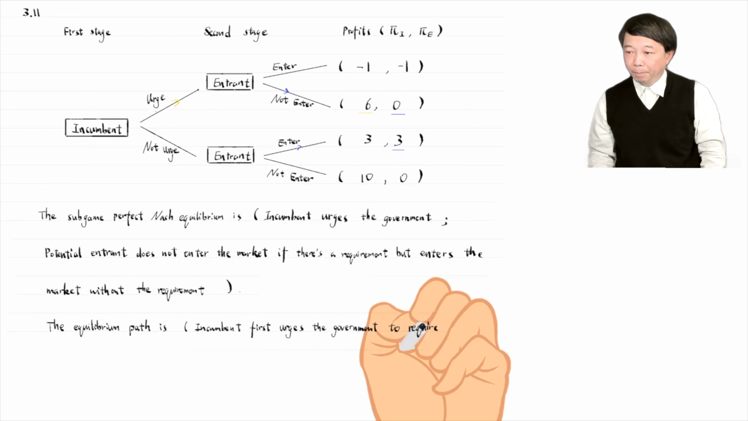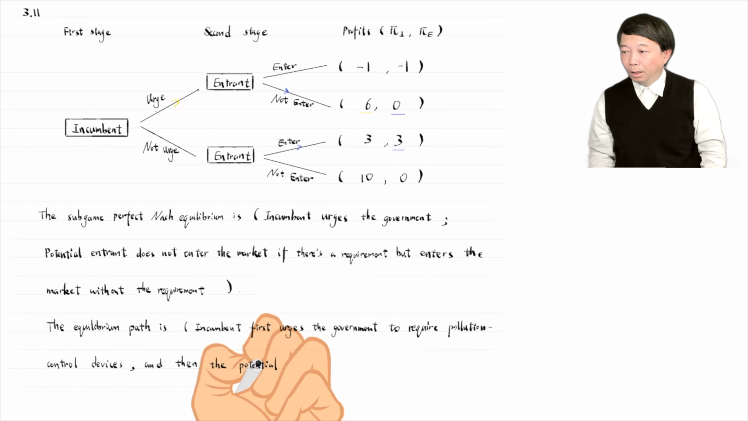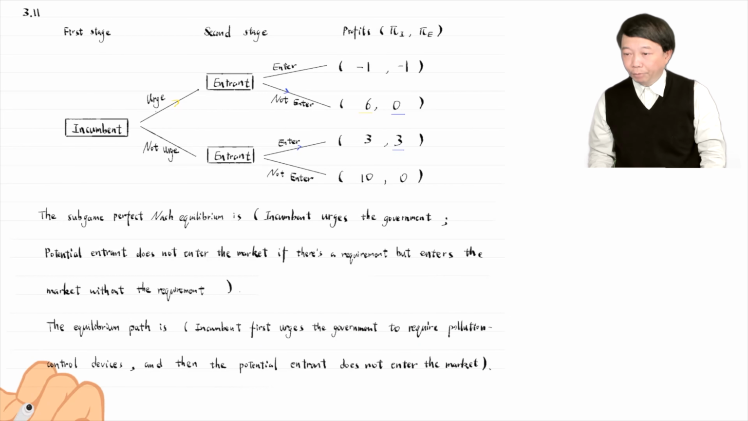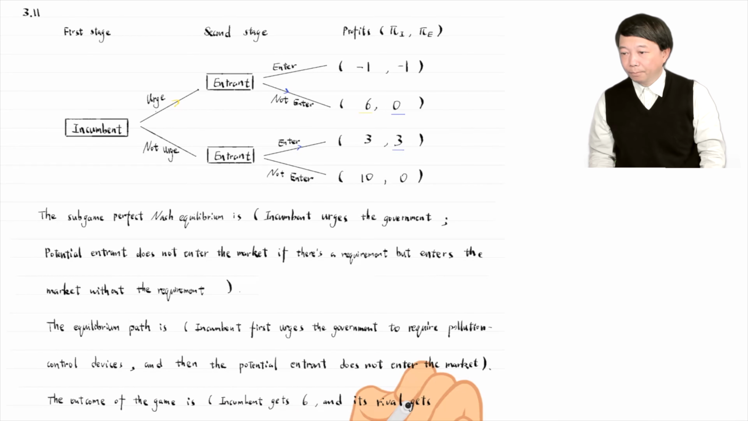The incumbent monopoly first urges the government to require pollution control devices, and then the potential entrant chooses not to enter the market. The outcome of the game is that the incumbent gets $6 million and its rival gets 0. The incumbent monopoly should urge the pollution control policy, although it will raise its cost. That is because it discourages potential rivals from entering the market. Without the rival, the incumbent monopoly can earn a higher profit than with a rival in the market.